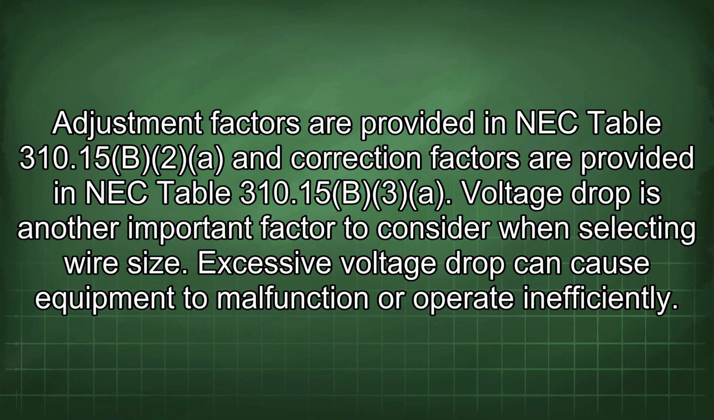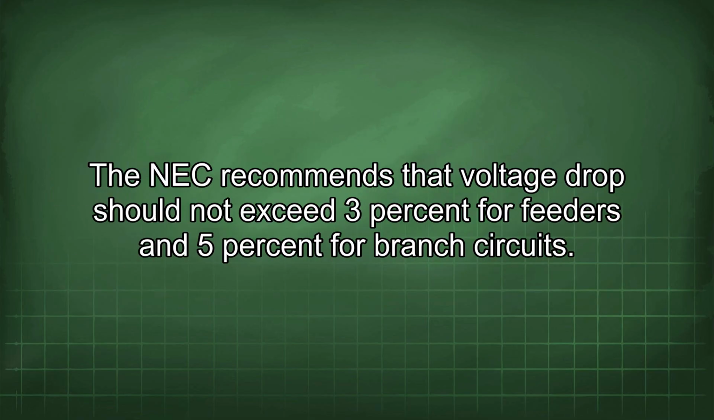Voltage drop is another important factor to consider when selecting wire size. Excessive voltage drop can cause equipment to malfunction or operate inefficiently. The NEC recommends that voltage drop should not exceed 3% for feeders and 5% for branch circuits.